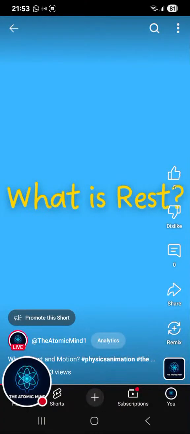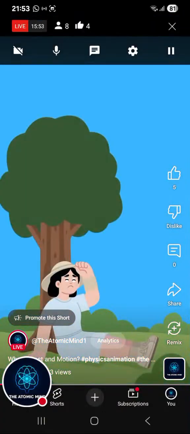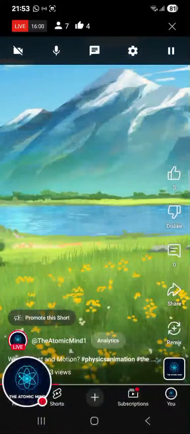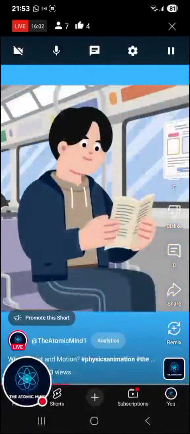What is rest? An object is at rest if its position does not change with respect to the reference point, and an object is in motion if its position changes with respect to the reference point.